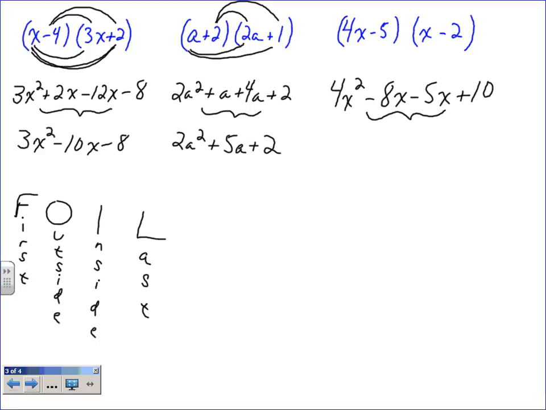Those two terms are alike. Let's combine them. And we get 4x squared minus 13x plus 10. All right, that's using the FOIL method.